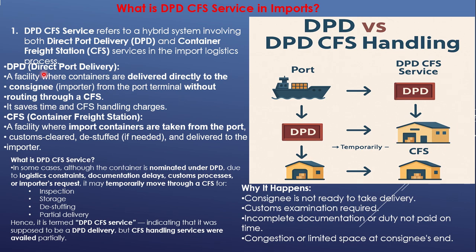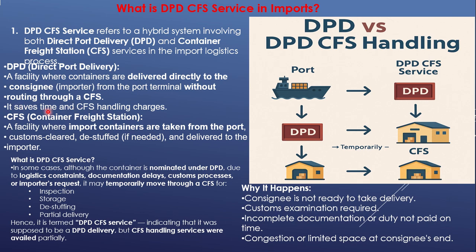So here, CFS and DPD. DPD means direct port delivery, a facility where containers are delivered directly to the consignee or importer's factory from the terminal without routing through a CFS. So this is the method where the container is delivered directly to the factory, with no CFS involved. This is called DPD. And in the DPD to CFS process, direct port delivery to the CFS, then after the government officer's examination, the goods will be delivered to the importer's factory.